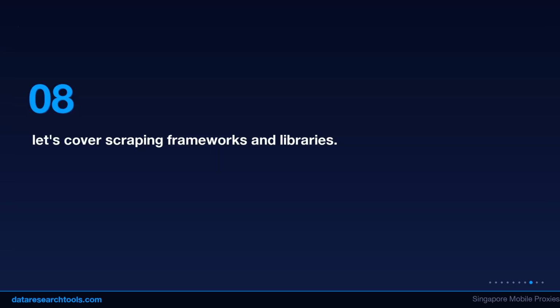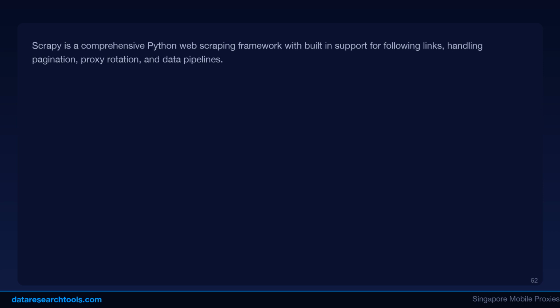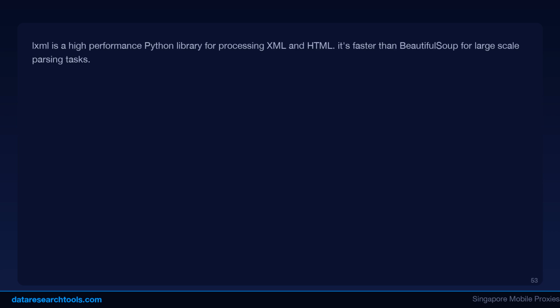Let's cover scraping frameworks and libraries. BeautifulSoup is a Python library for parsing HTML and XML documents. It's known for its simplicity and is often the first tool beginners learn. Scrapy is a comprehensive Python web scraping framework with built-in support for following links, handling pagination, proxy rotation, and data pipelines. lxml is a high-performance Python library for processing XML and HTML. It's faster than BeautifulSoup for large-scale parsing tasks.